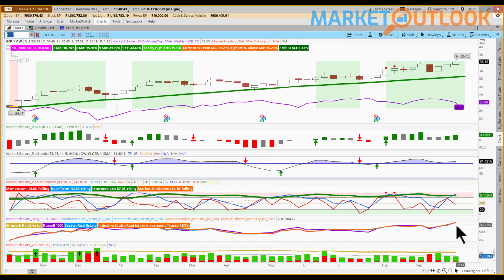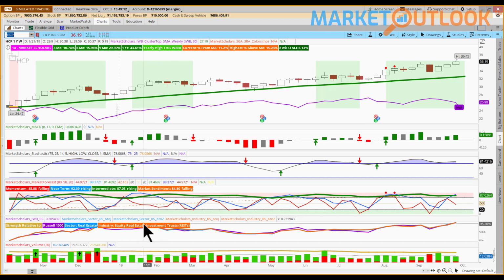Well, you'll also notice down below from these relative strength lines that it's clearly outperforming the Russell 1000, the real estate sector itself, and the equity real estate investment trust industry group. When you see all of those lines trending up and bunched up near the 100th percentile, it basically means that is a leadership stock within those particular areas. And it's not that that particular area has been hard or easy to beat, I should say.